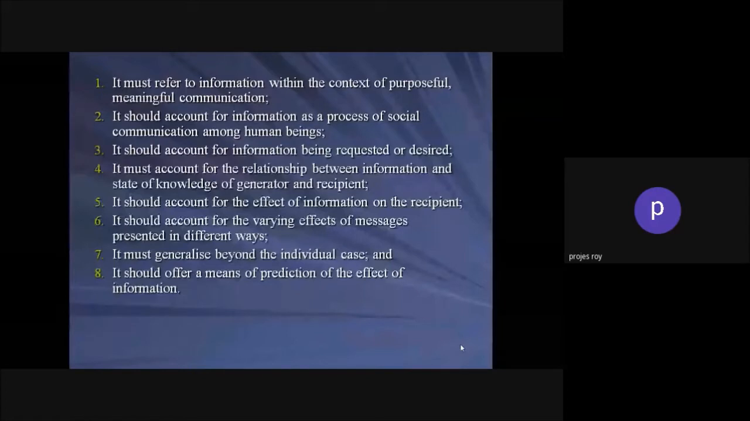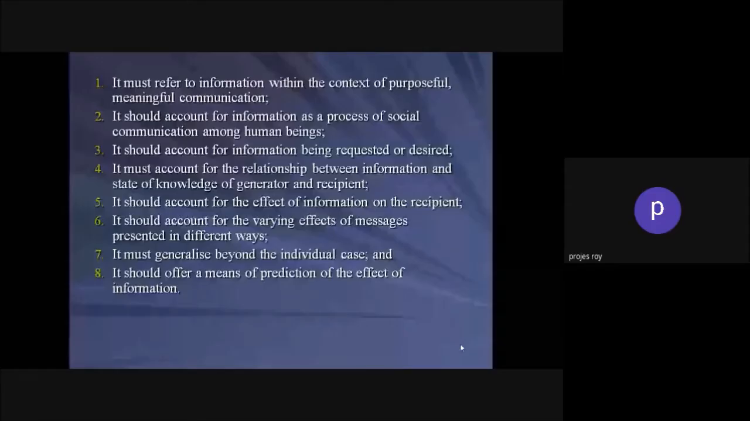So the effect of information is a very important aspect. It is not the definition that is of concern; the impact of information is very important. Then it should account for the varying effect of messages presented in different ways.